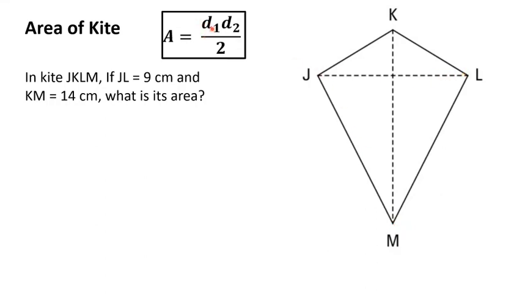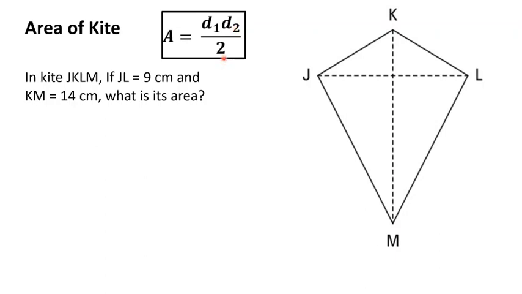So kahit ano yung diagonal 1 at kahit ano yung diagonal 2. So JL, it could be diagonal 1 or it could be diagonal 2. So it doesn't matter naman, as long as we're going to follow the formula. So area is equal to diagonal 1 times diagonal 2 over 2.